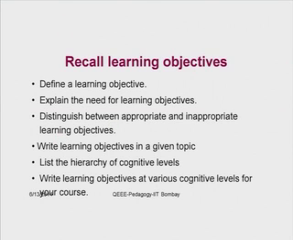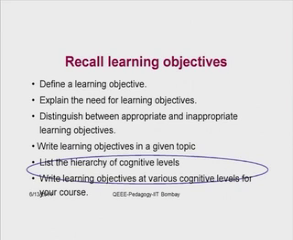Now for this session, you will be able to list the hierarchy of cognitive levels, and you will be able to write learning objectives at various cognitive levels after going through this session. After I teach this session, you will be able to do this. So this is the outcome expected from this session.